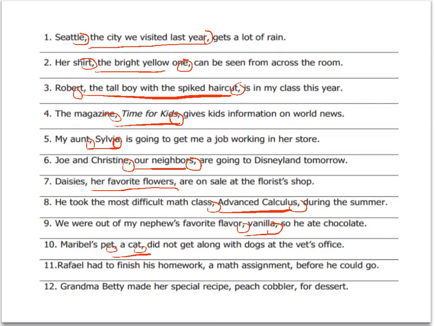Raphael had to finish his homework, a math assignment, before he could go. A math assignment. And finally, number 12, Grandma Betty made her special recipe, peach cobbler, for dessert.